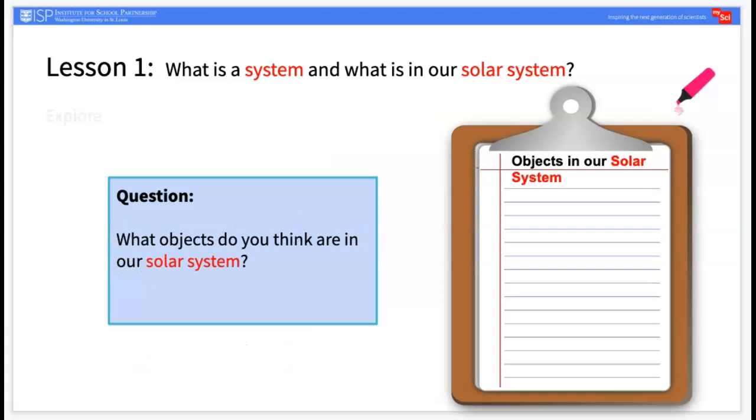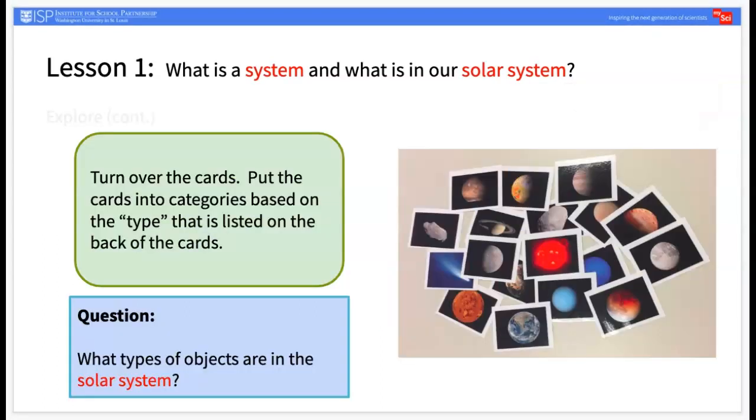In the Explore portion of this lesson, students will make a class list of the objects they think are in the solar system. Next, they will be grouped and given a set of solar system cards. To begin with, students should refrain from reading the information on the back of the cards. Instead, students will sort the cards based on their observations. They should use Post-its to title their categories.